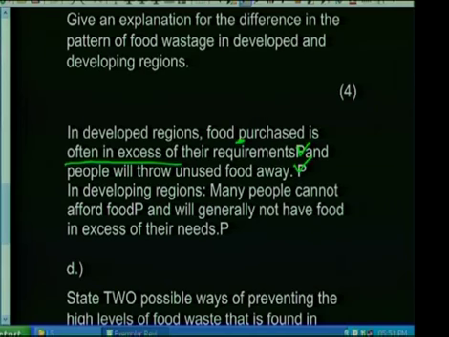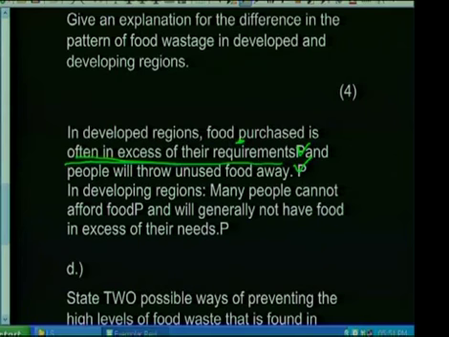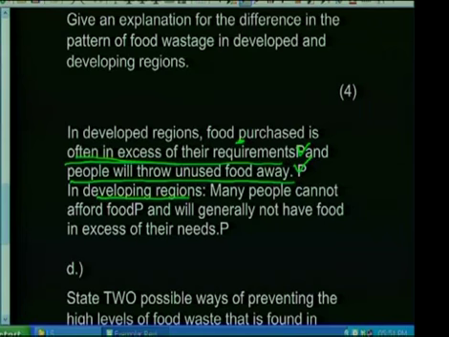In a developed country, because the people have more money, they're going to buy more than they need, often in excess of their requirements. And people will throw unused food away. Why? Because they can afford to buy more food. Two, there's no poor people to give it to in their immediate vicinity. So there's no sense doing that. So they throw it away. In developing regions, many people cannot afford food. There's a tick there. And will generally not have food in excess of their needs. And even if they do, they would find poor people to give it to. Can you see it's an open-ended question?